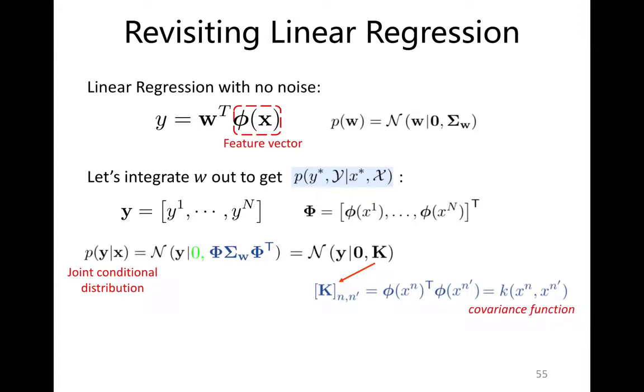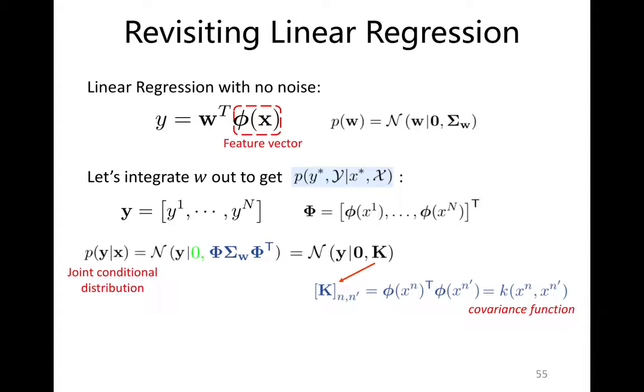And this is what we call the covariance function. But what is interesting is that if at the end of the day I want to model everything like this, why do I need to know phi? All I need to know is that it's some sort of function between xn and xn prime, and it should behave like a covariance.